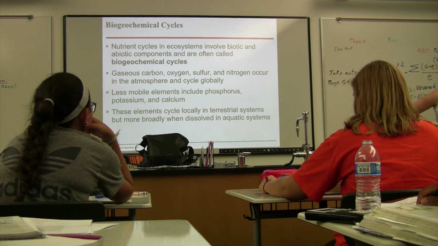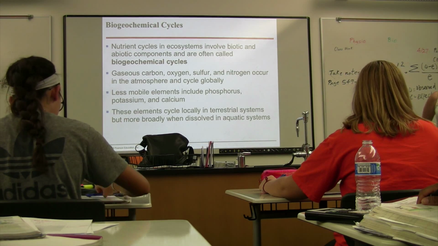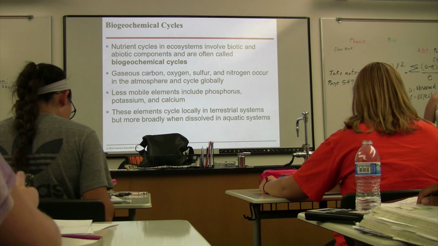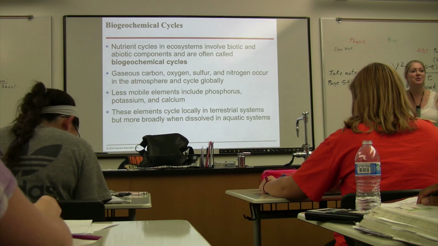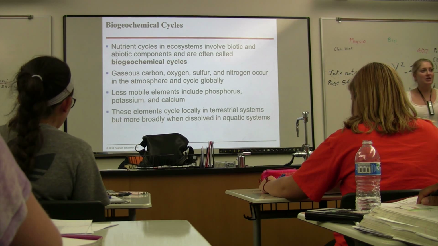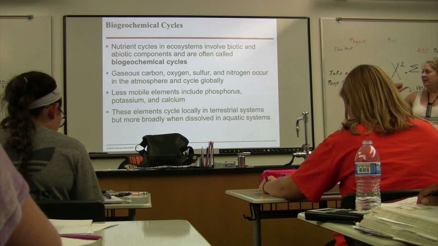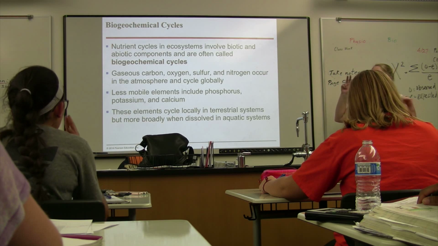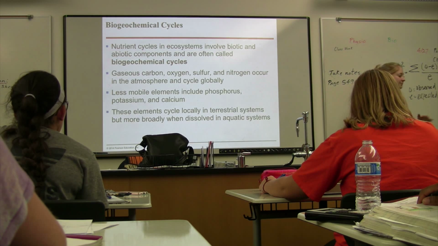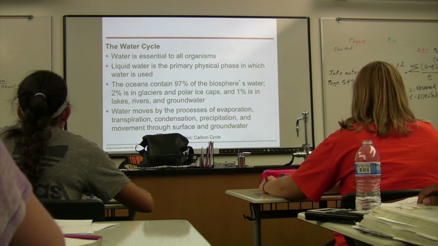Biogeochemical, crazy word. Bio means biology or life. Geo means of the earth. Chemical means having to do with molecules or chemicals. And a cycle means whatever you end with, you need to start with. So living, of the earth, organic or something related to molecules, and it's a cyclical nature. So we're going to look at these 4 different ones that are important.